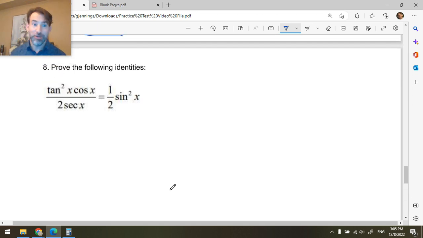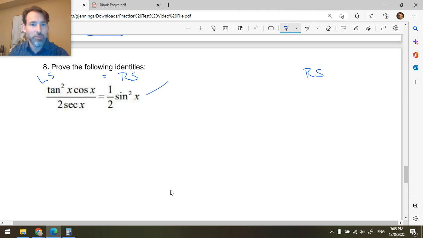Let's take a look at these trigonometric identities. The goal here is to prove that the left side equals the right side. But we don't work on them at the same time. We're going to work independently side by side. So over here, right side: 1/2 sine squared x. We can't really simplify that. But left side, let's take a look.